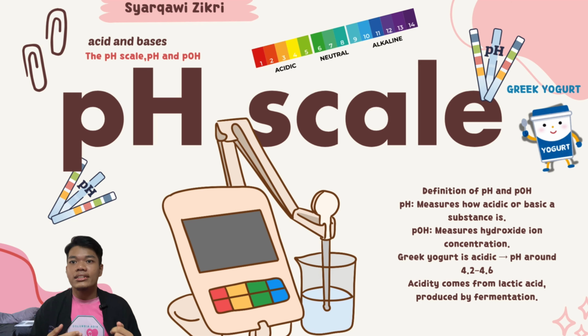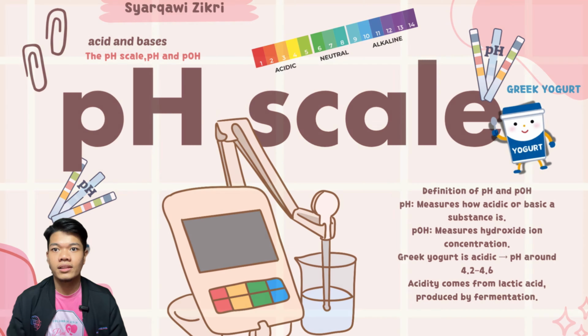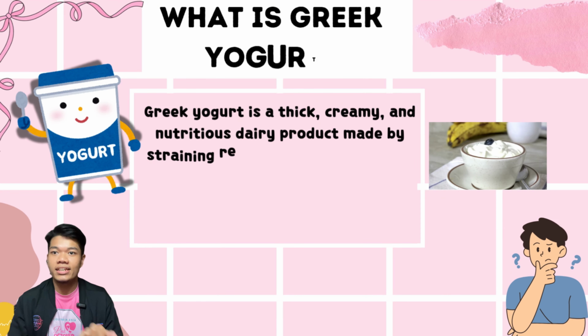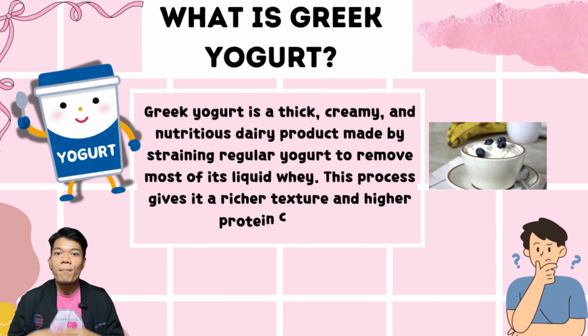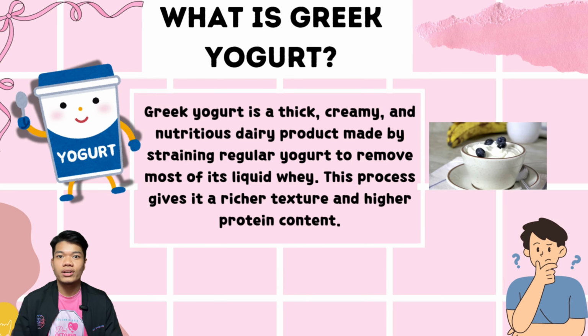Take Greek yogurt. It's mildly acidic with a pH of 4.2 to 4.6 thanks to lactic acid from fermentation. This acidity not only gives yogurt its tangy taste but also supports digestion and probiotics. What is Greek yogurt? Greek yogurt is a thick, creamy, and nutritious dairy product made by straining regular yogurt to remove much of its liquid weight. This process gives it a richer texture and higher protein content.